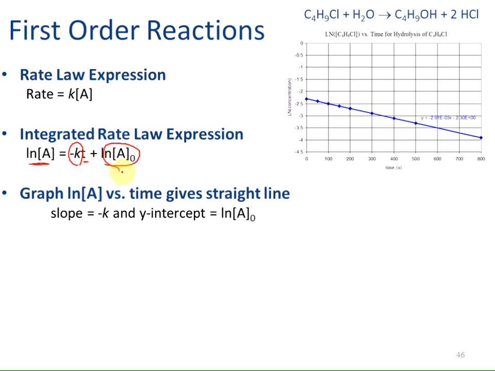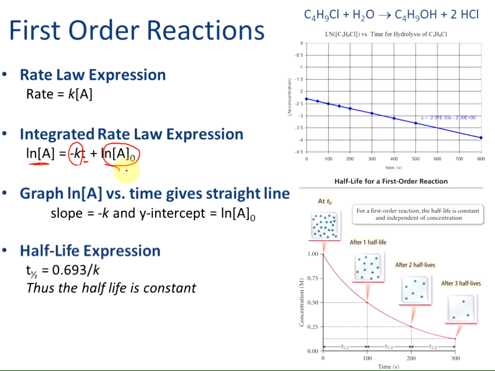So if you plot the ln of your concentration versus time and it gives you a straight line, that tells you it's first order with respect to that reactant. And the half-life for a first order reaction equals 0.693 divided by the rate constant. Notice that the half-life for first order reactions is constant, whereas if it's 0th order or 2nd order, you'll see that the half-life actually changes. But for a first order reaction, the half-life is always consistent. So in this graph where we're looking at half-lives, notice that the half-life is always 100 seconds. So this would be an example of a first order half-life.